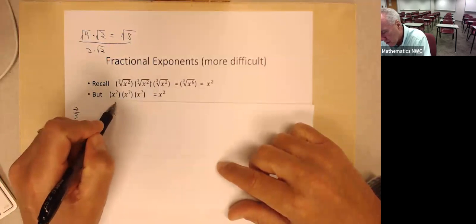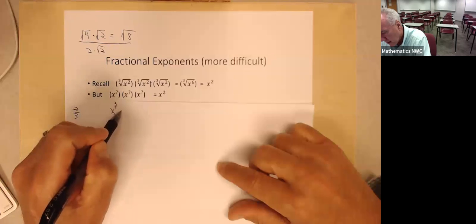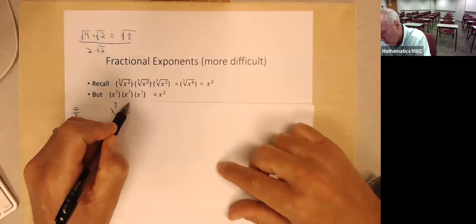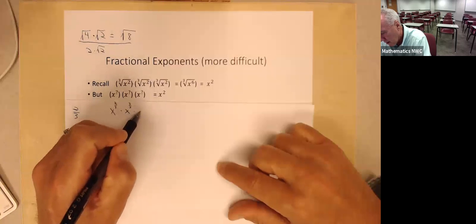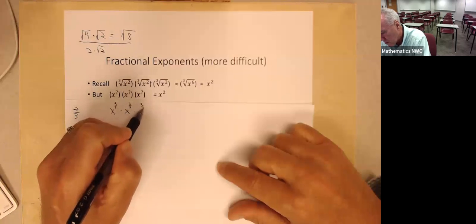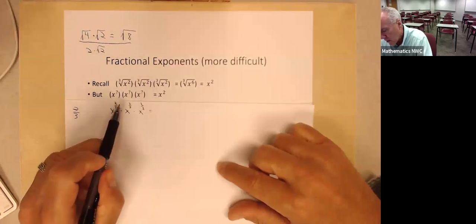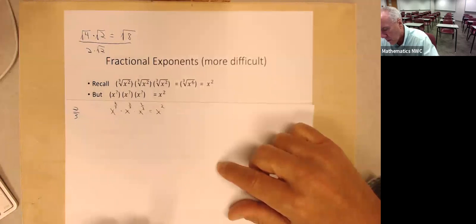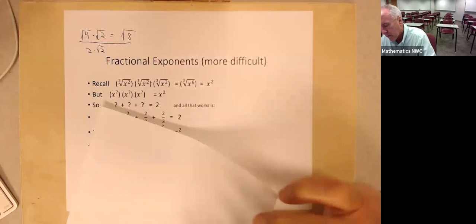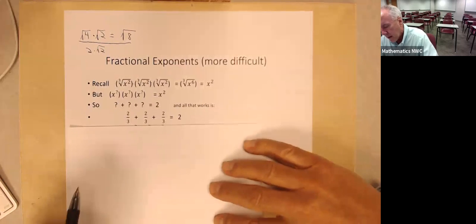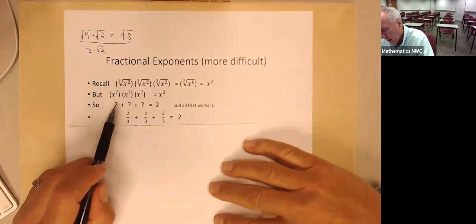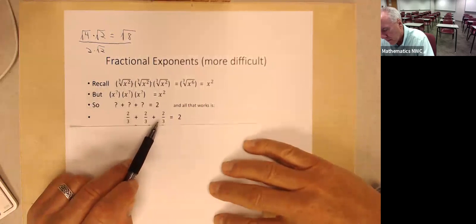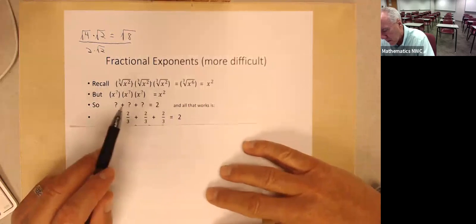Notice x to the 2/3 times x to the 2/3 times x to the 2/3 would give us 2/3 plus 2/3 plus 2/3, which would be 6/3 or 2. I've shown that right here. Those question marks have to be 2/3. When you add them up, you would have 6/3 or 2.